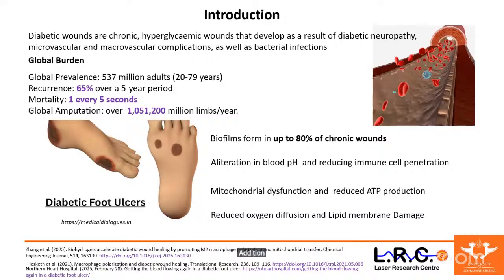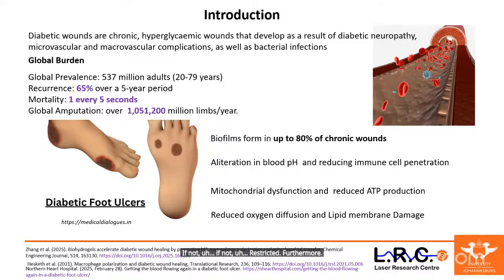Additionally, there is mitochondrial dysfunction and reduced ATP, meaning that various cellular mechanisms, including proliferation and angiogenesis, which assist new cell growth and healing, are normally inhibited. If not inhibited, they are normally delayed over a period of time, if not restricted.